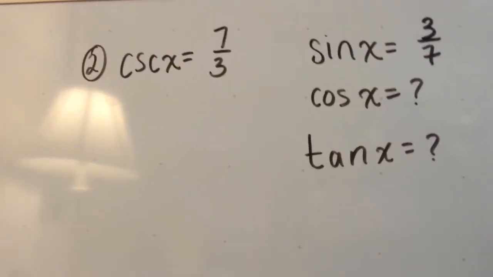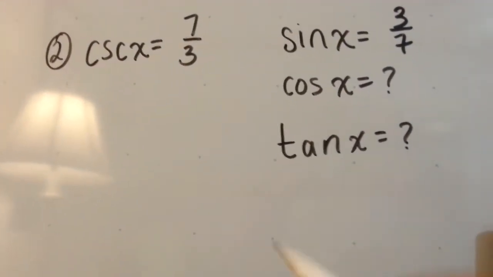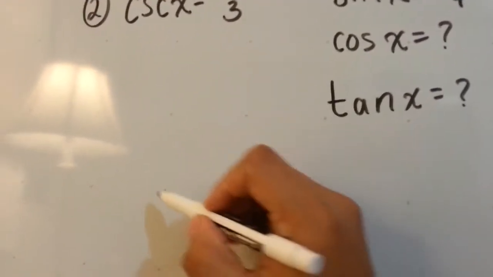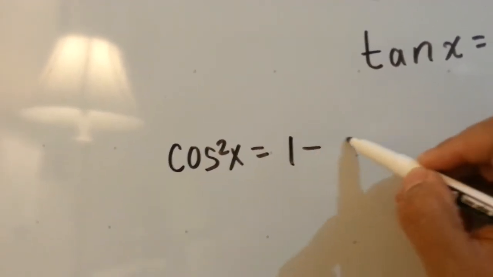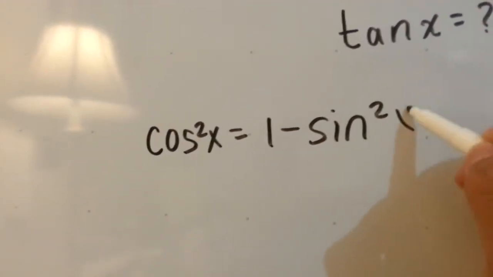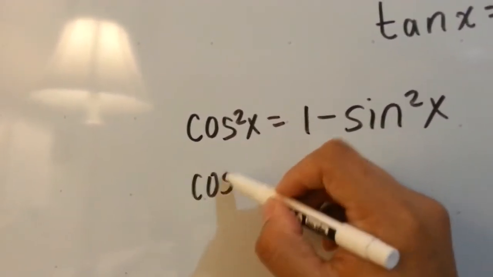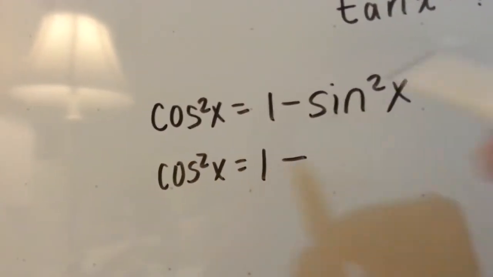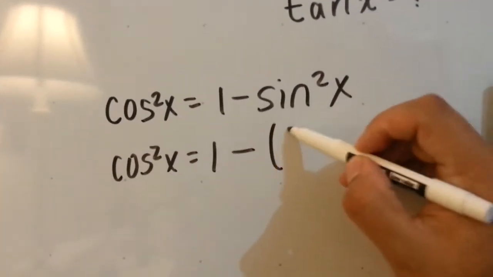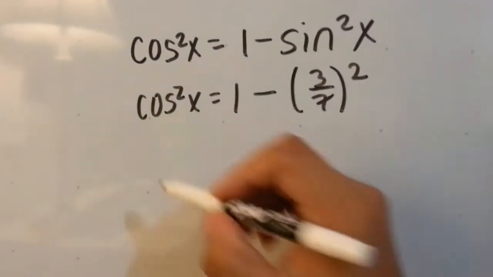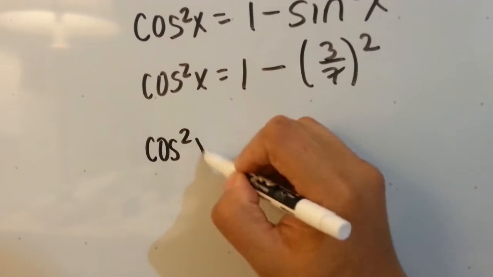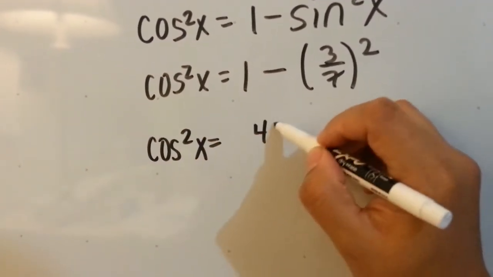To find the cosine, you're going to need an identity. And the trig identity that you can use is that cosine squared x equals 1 minus sine squared x. So cosine squared x equals 1 minus 3 over 7 squared. Alright, cosine squared x equals 40 over 49.